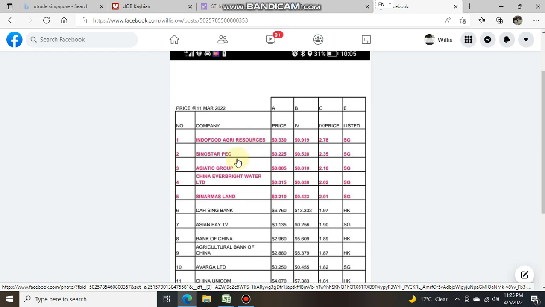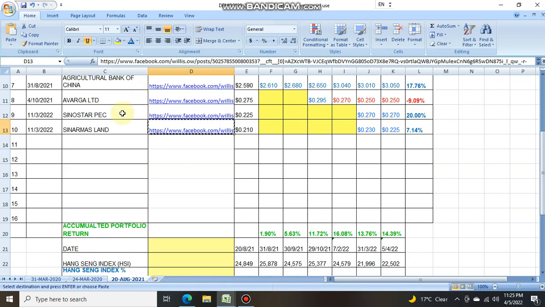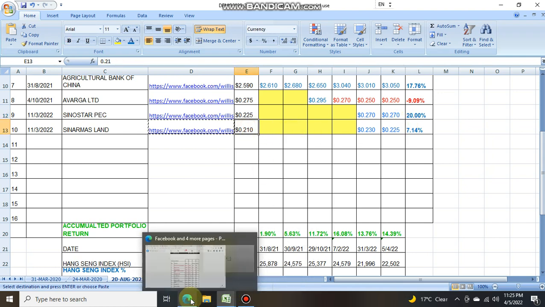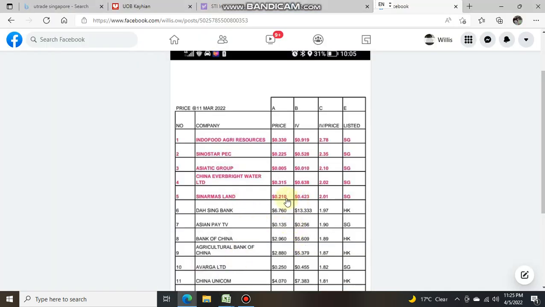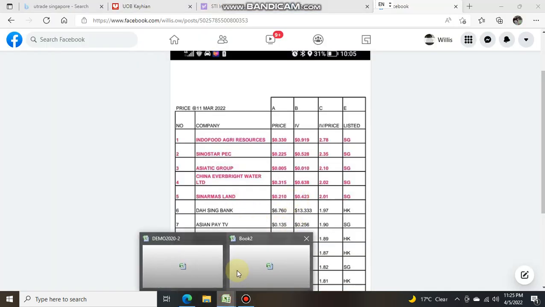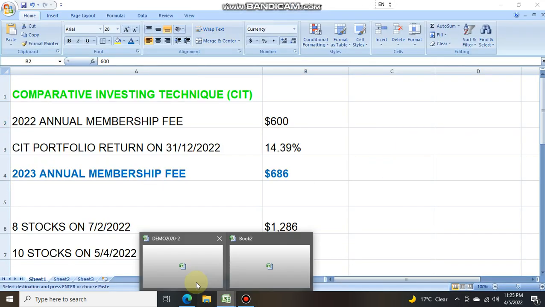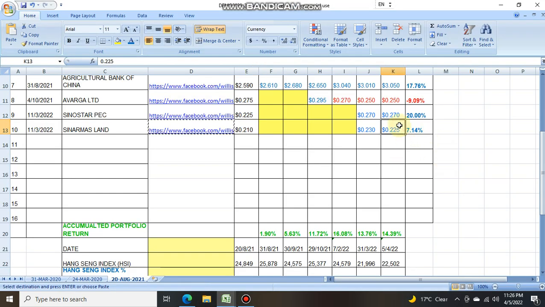to buy. Looking at Sinostar Pack, it was at 0.225 cent on 11th of March 2022. When we look at the price on 5th of April, it has now increased to 0.27 cent, so it's a 20% rise. And Cinemas Land was at 0.21 cent when we asked investors to buy. Currently it has moved up to 0.225 cent, based on the 5th of April price. So it has increased by 7.14%.